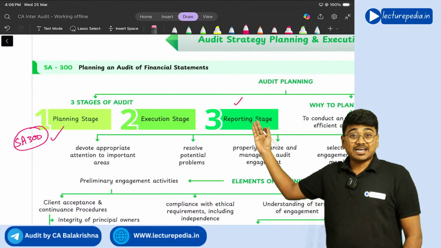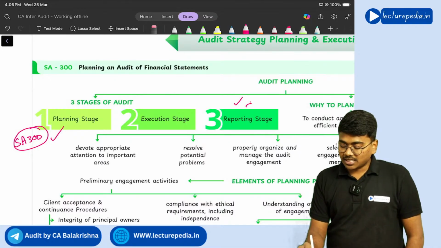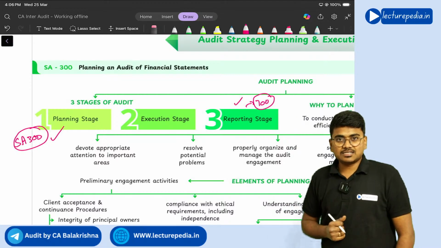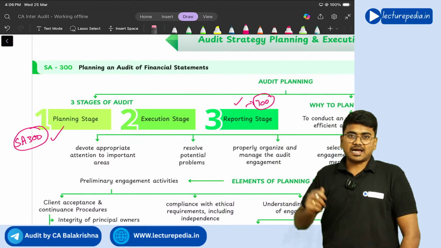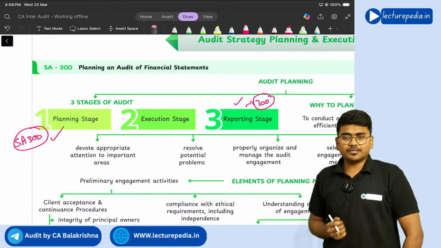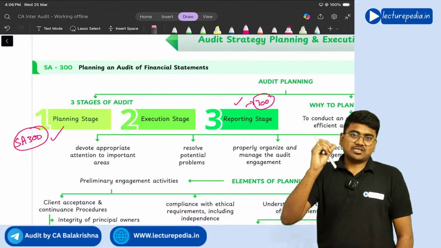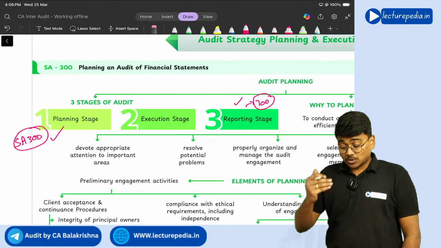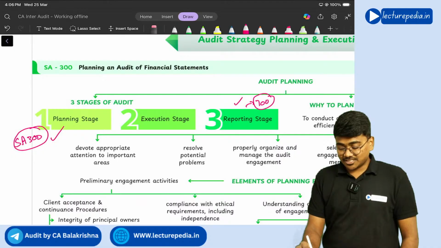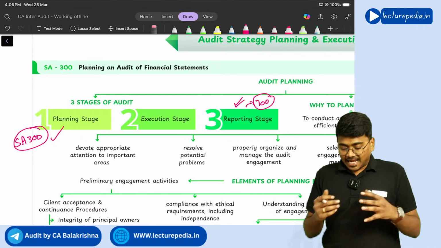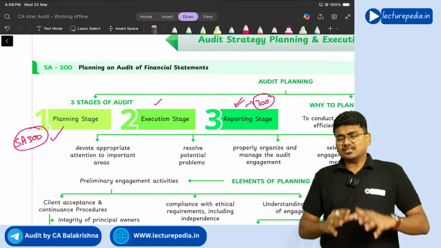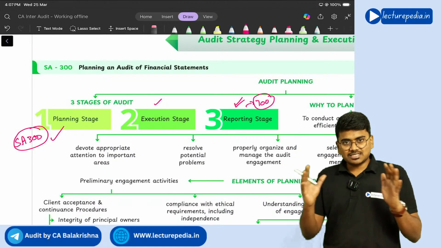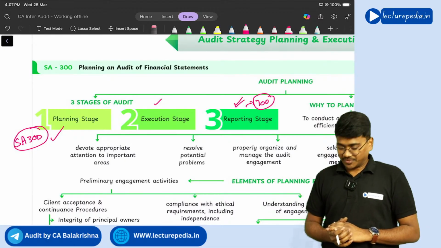The third stage, which is the reporting stage, will be covered by the complete 700 series. In the SA 700 series, we basically have 6 standards, but at CA intermediate level, we only have 5 standards. SA 720 is not applicable for CA intermediate level, right? So the complete 700 series deals with the reporting stage, and with respect to the execution stage, all the remaining standards deal with it. These are the three stages of audit, right?